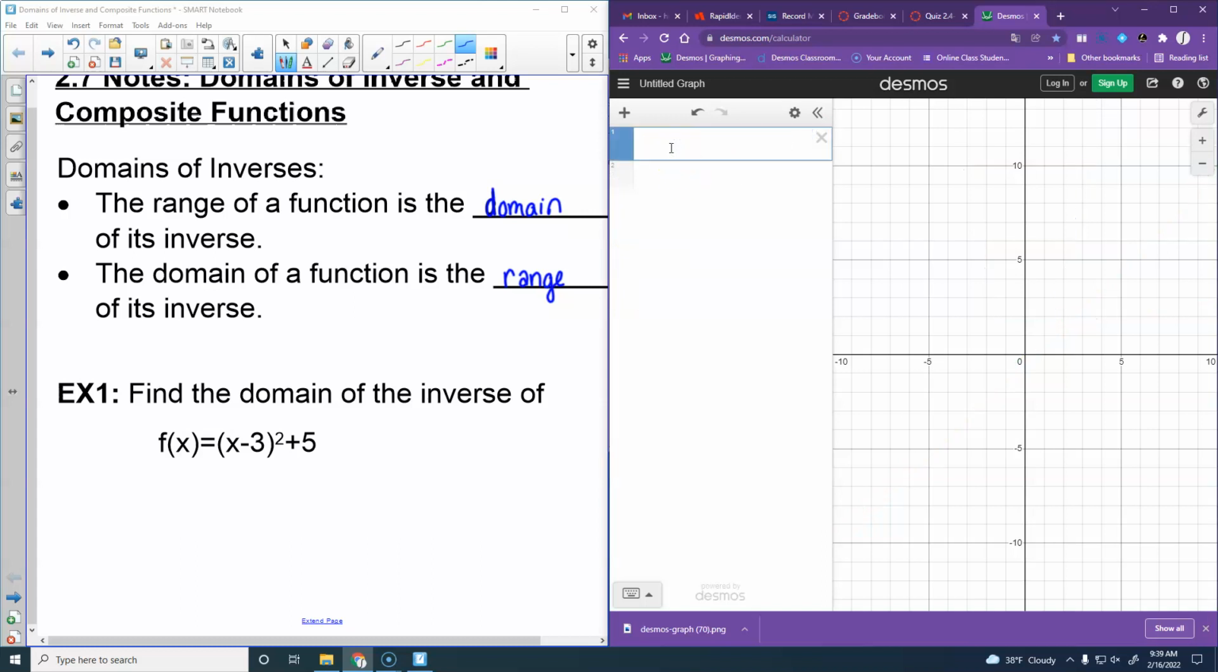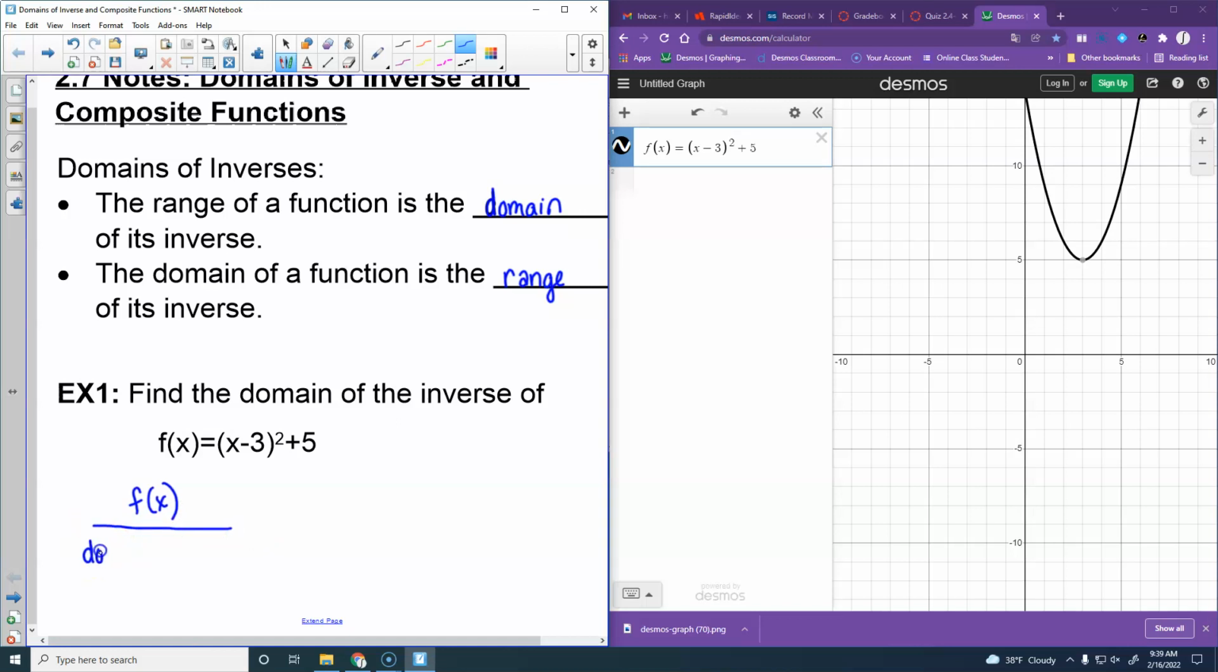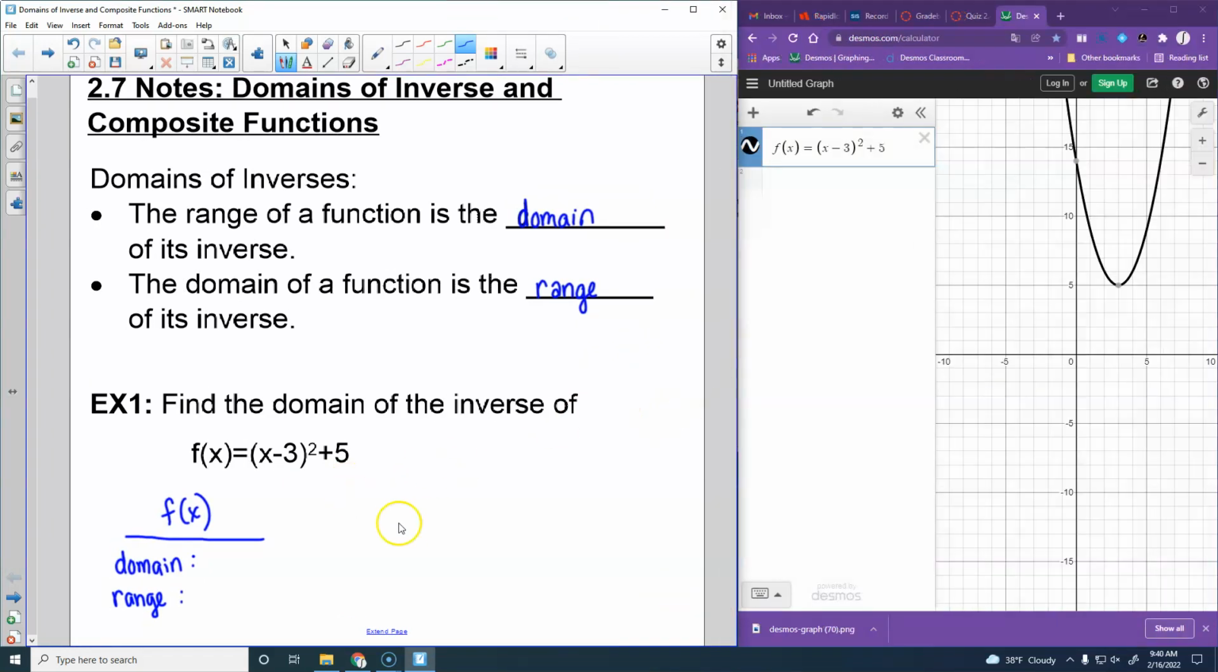So here we've got f of x equals (x minus 3) squared plus 5. So this is the function of f of x. Right, so let's talk about domain and range for the function that we're looking at right here for our f of x. So we're dealing with a quadratic here.